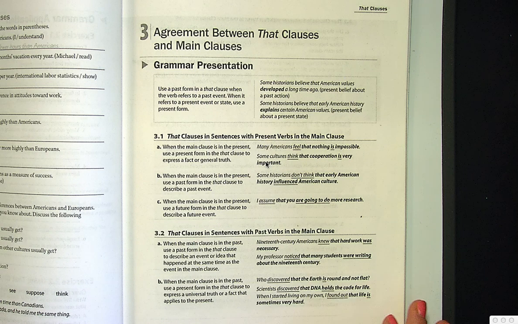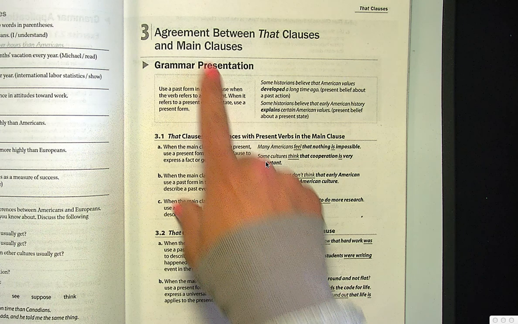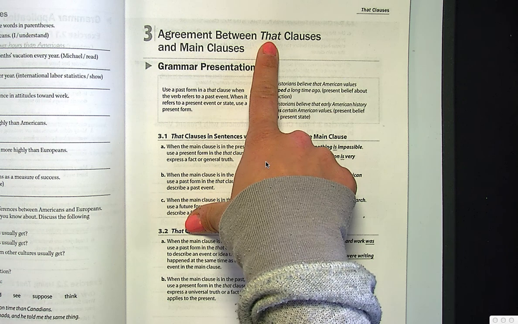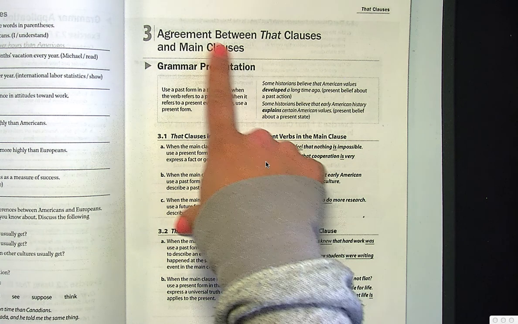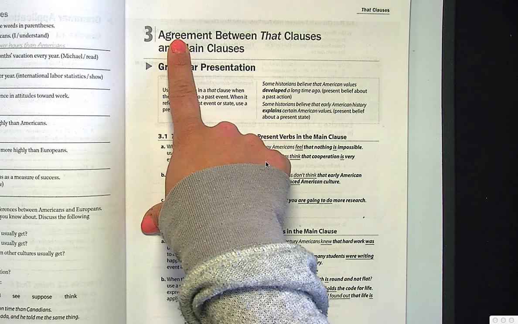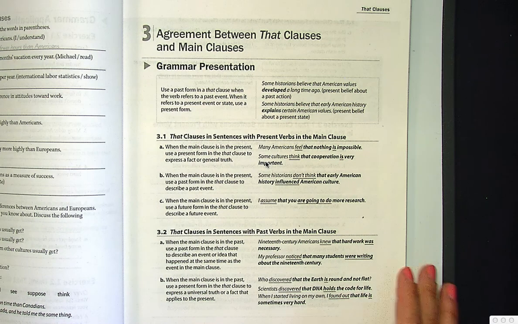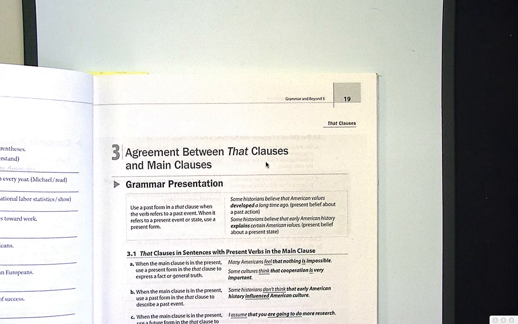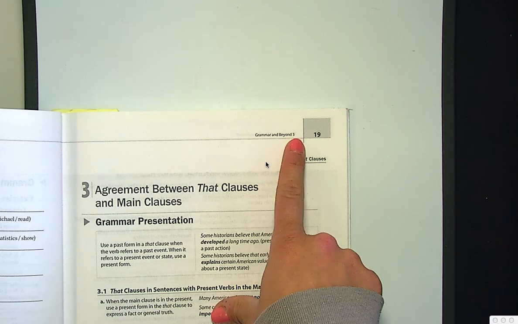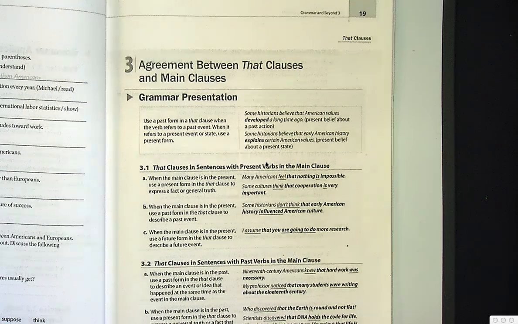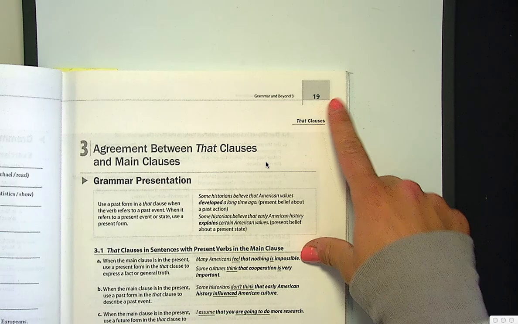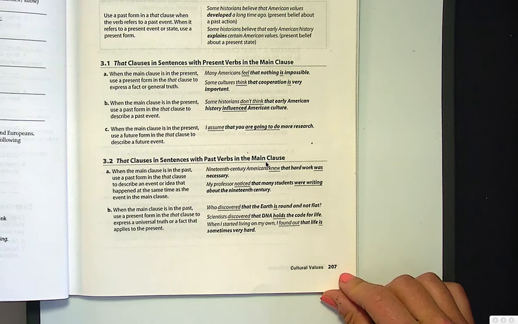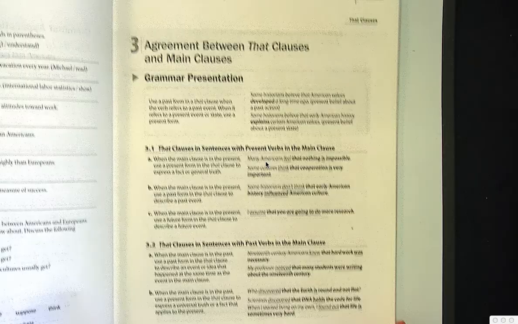Okay, today we are going to start by talking about agreement between that clauses and main clauses. And this verb agreement actually works for all noun clauses. We are working in our green supplement book. It comes from Grammar 3 and Beyond. And we are looking at page 19 in the supplement or page 207 in Grammar and Beyond Level 3.